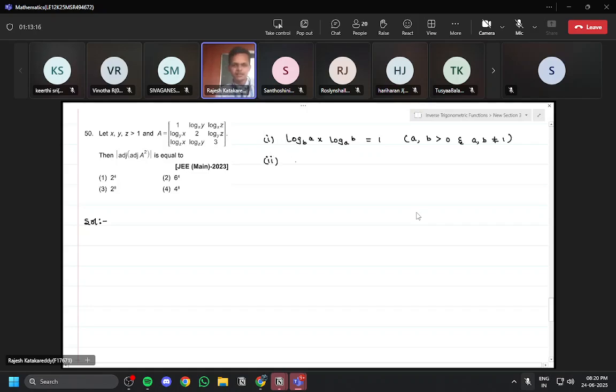Second is log A base B into log B base C into log C base A must be 1, where A, B, C are greater than 0, and neither A nor B nor C equals 1. These two properties I will use. Tell me how much is the determinant in this case, if you can.